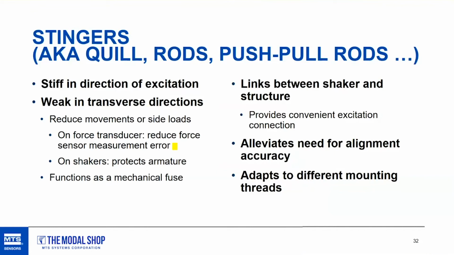The other thing about the stinger is it also functions as a mechanical fuse. The stinger is just a little piece of metal that doesn't cost a lot. So if something happens, again, something catastrophic, or something falls, you may end up bending the stinger, which is easily replaceable, but you are alleviating any potential mechanical damage that can happen to the shaker or to the structure.